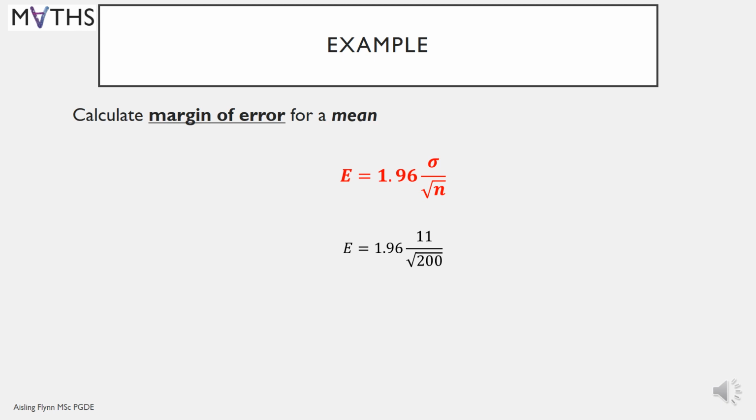If we put in our values, we're told in the question that the sample has standard deviation of 11 and the sample size is 200. And we can calculate E there, and it's 1.52 when rounded off. So let's use that to create our interval.